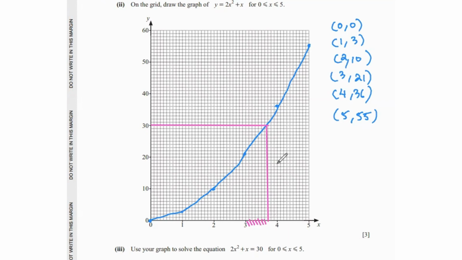I think I'm getting something around 3.7. Wait. Yeah, like 3.65 actually. Yep, approximately that.